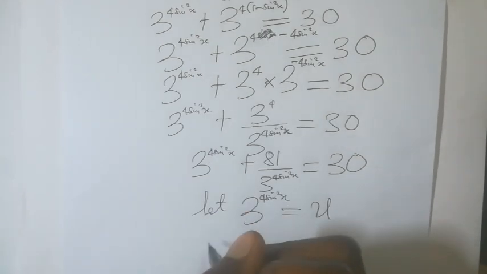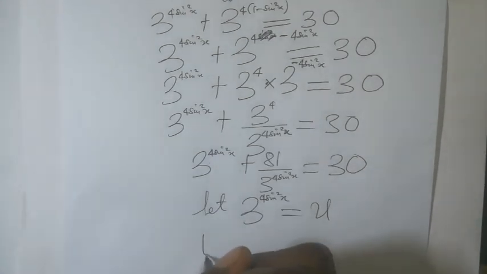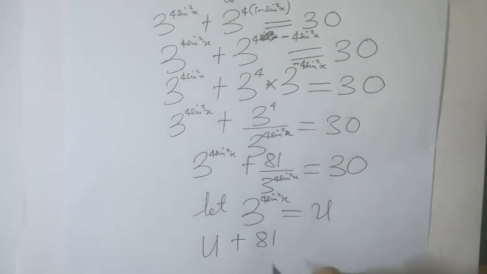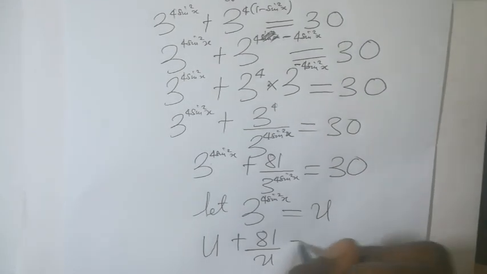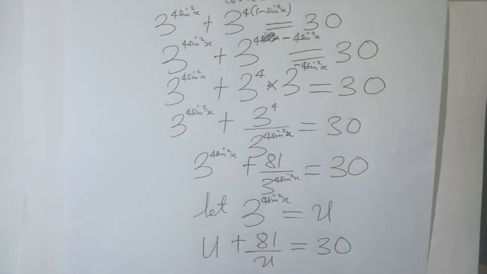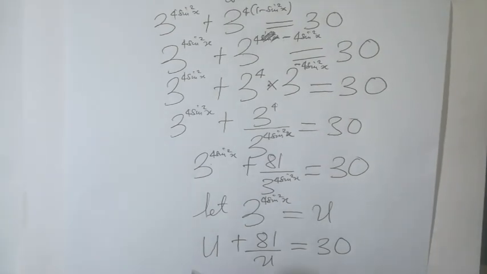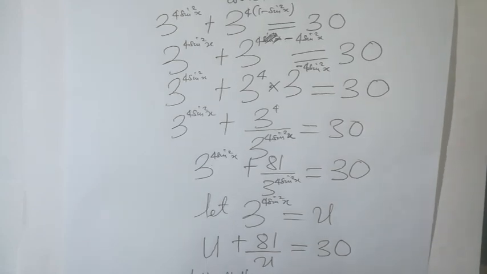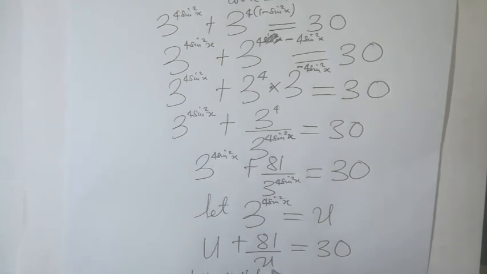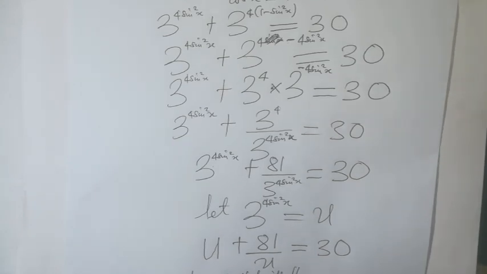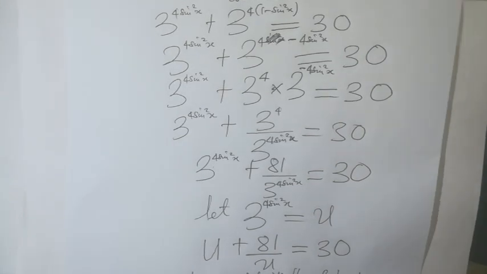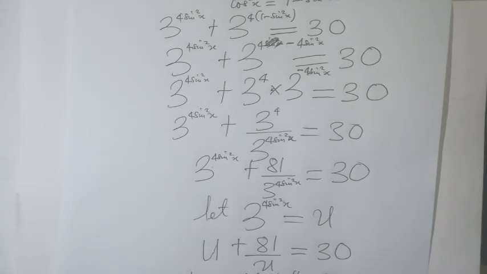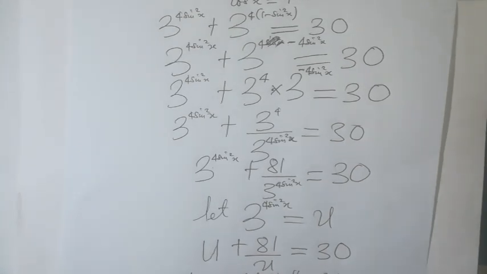So we are now going to have u plus 81 all over u is equal to 30. So let's multiply all through by u, so that we avoid a fraction. We avoid what? We avoid fraction.